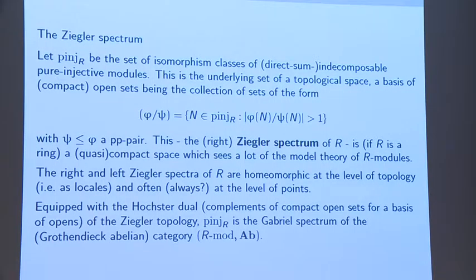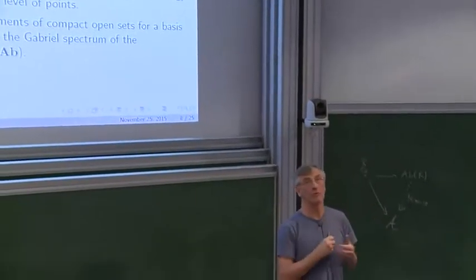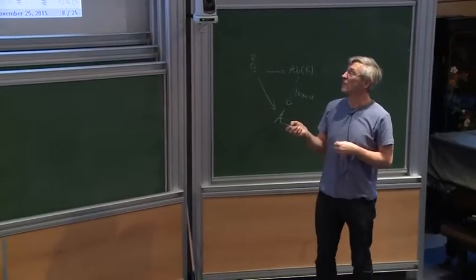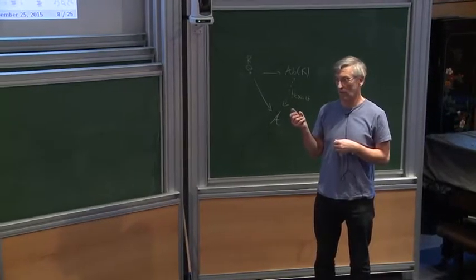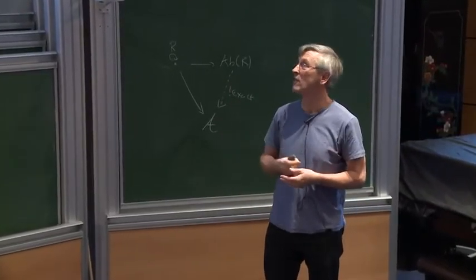There's also another topology on the space, which is the Hochster dual. So that construction, which Hochster introduced for spectral spaces, which these are not, but which you can still make the construction. So you take the compact open sets, you take the complements of them, and you declare those to be open in your new topology. So you do that, and you get a new topology, which is much more like the Zariski spectrum of, say, a commutative Noetherian coherent ring.